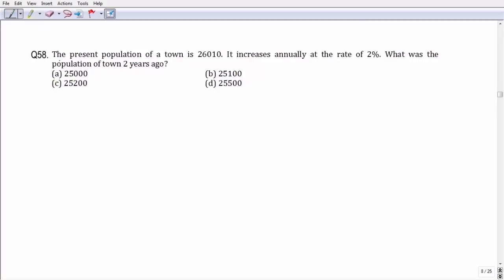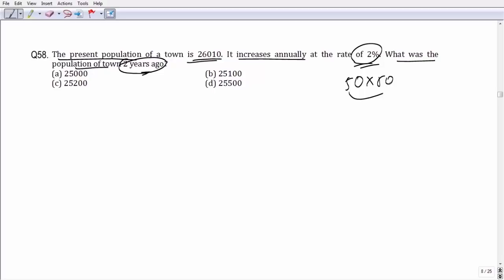Now it says that the present population of a town is 26,010. It increases annually at a rate of 2%. So what was the population 2 years ago? Now, talking about this 2% increase, which acts successively, we can say that in net, a value of 50 into 50 could be 2,500, but let's just not calculate it right away, because in the end, the final calculation always turns out to be easier.